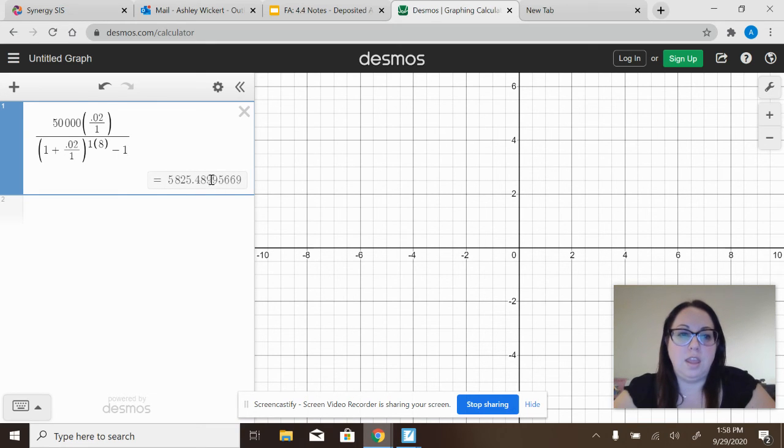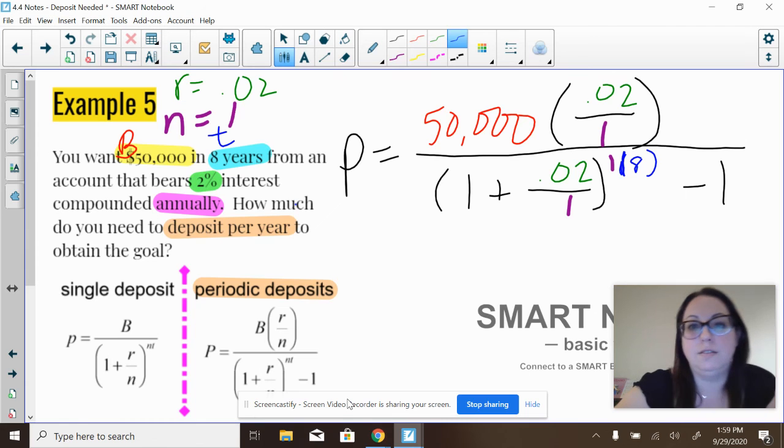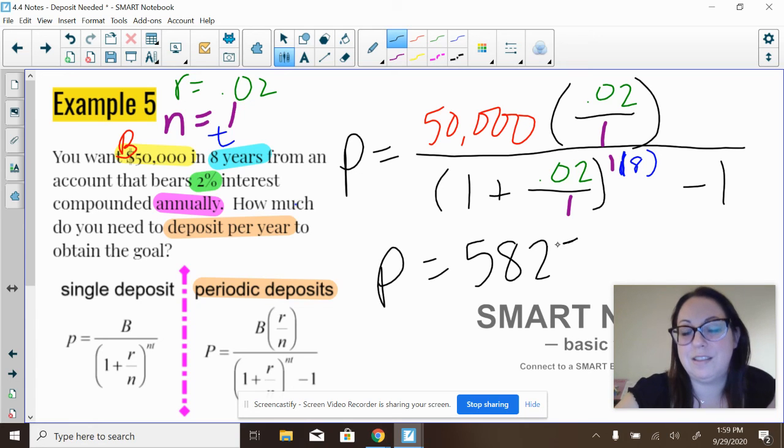So if I want to get $50,000 over 8 years, that means that once a year, I'm going to need to deposit $5,825, and then 0.489 is going to round up. So above 48 cents is 49 cents, $5,825.49. Oh, goodness. That is my deposit amount.